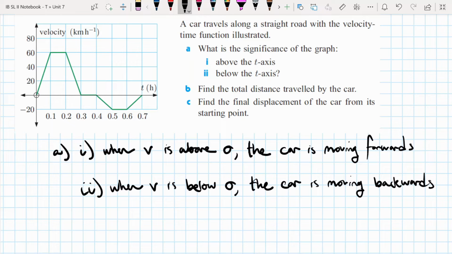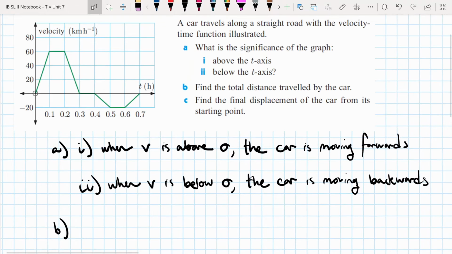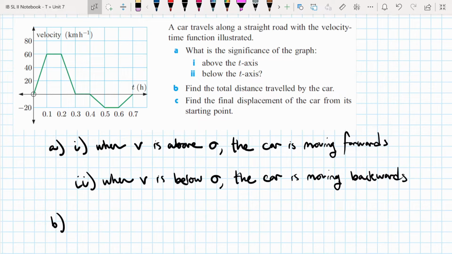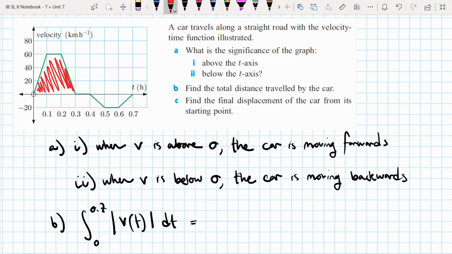Okay, if I want to find the total distance that this car has traveled from our formula before, we're going from 0 to 0.7. We're dealing with a distance, so we want the absolute value of the velocity from 0 to 0.7. Okay, so in this case, we're going to find the total area under the curve, but because it's the absolute value, we're going to treat both regions here as a positive value. So even though this second one is below the x-axis, we're going to treat it as a positive.